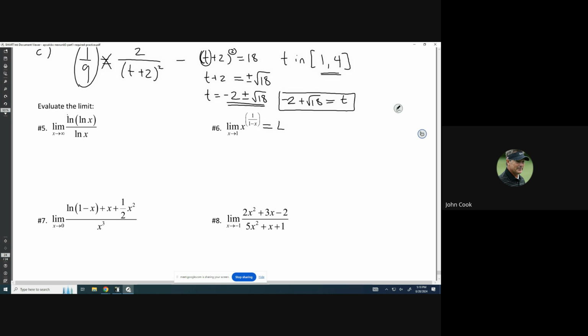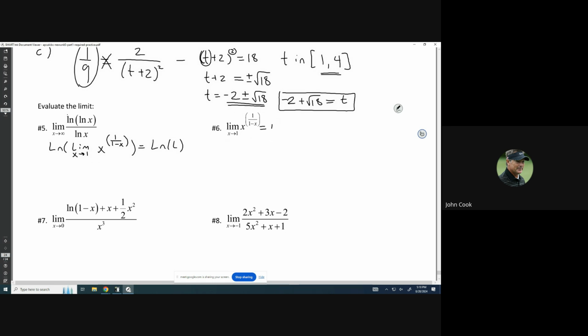And I'm going to do my work over here on the left-hand side. So I get the natural log of the limit as x goes to 1 of x raised to the power of 1 over 1 minus x. And then that's supposed to be equal to, since I take the natural log of the left-hand side, I also have to do it on the right-hand side. So the natural log of L.